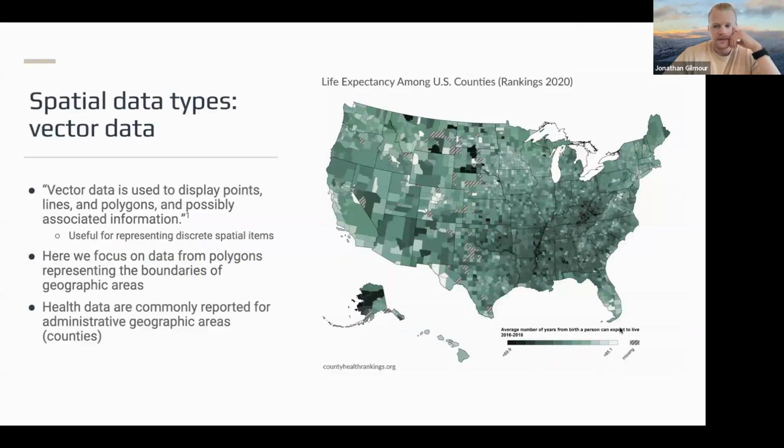So type number one is vector data. We use vector data to display points and lines and polygons, and sometimes associated information. And we focus on data from polygons to represent the boundaries of geographic areas. For example, you've probably seen health data represented using administrative geographic areas. Here in the US, we often do this at the county level. If you've seen global data visualizations of health data or other types of data, it's often at the country level.